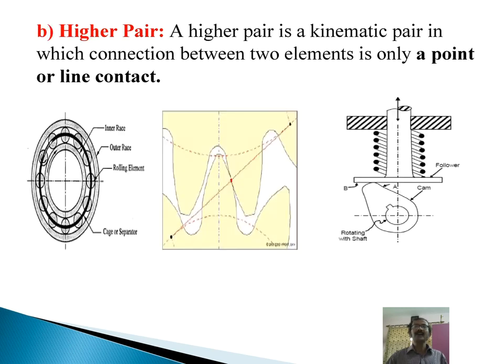Now, what is a higher pair? A higher pair is a kinematic pair in which the connection between two elements is only a point or line contact. In the diagram, the ball and roller bearing is an example of higher pair, and tooth gearing, which is a line contact, and cam and follower are also examples of higher pair.